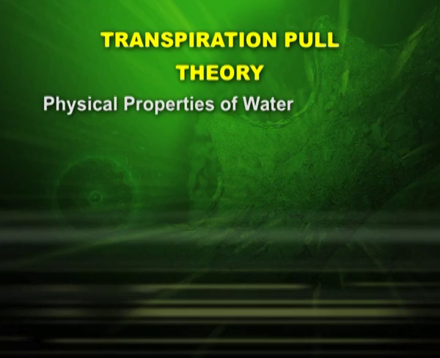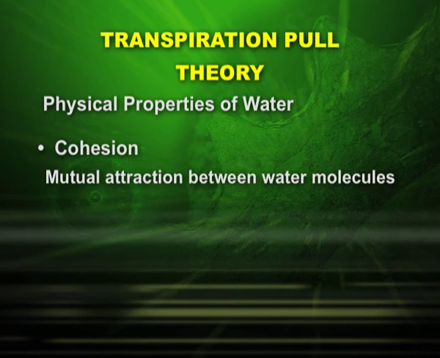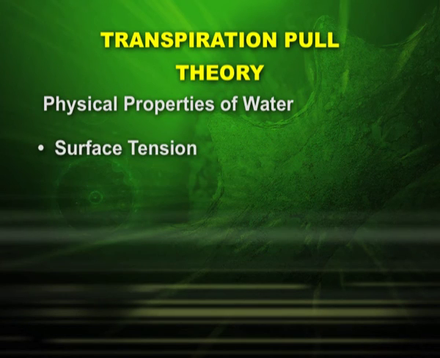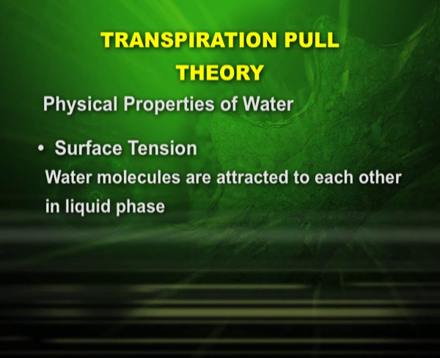There are three important properties. The first property is cohesion, which is mutual attraction between water molecules. The second property is adhesion, that is attraction between water molecules and polar surfaces. And the third, surface tension, where the water molecules are attracted to each other in the liquid phase.